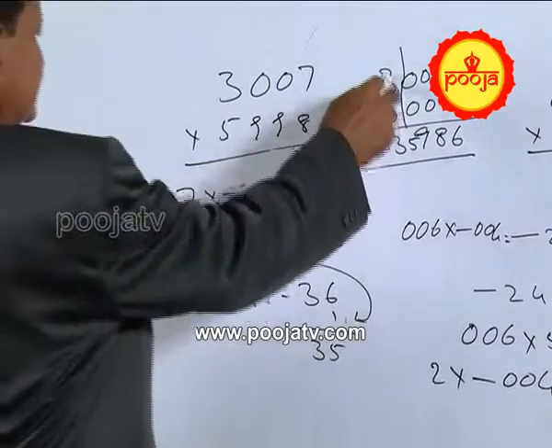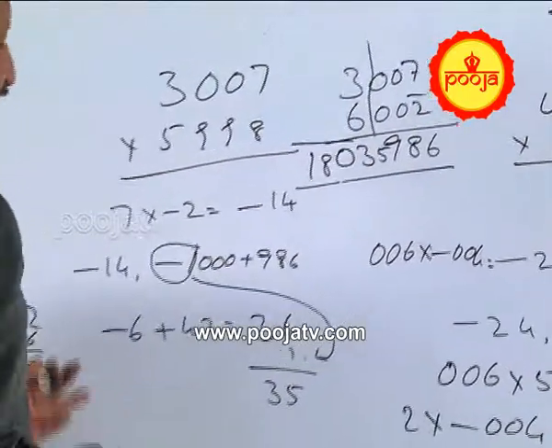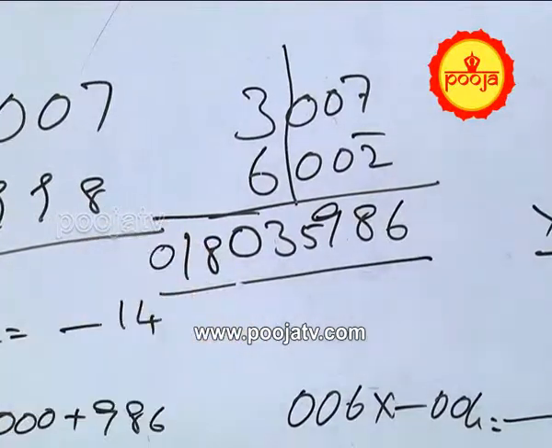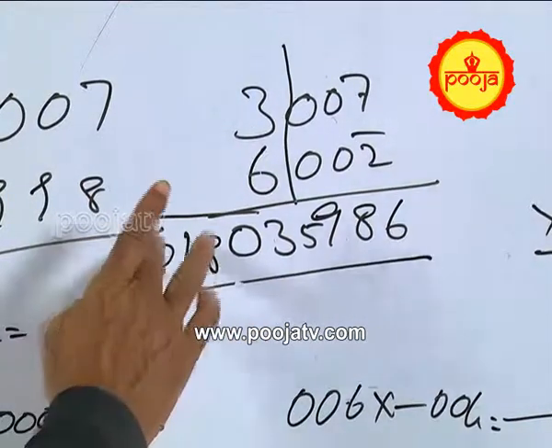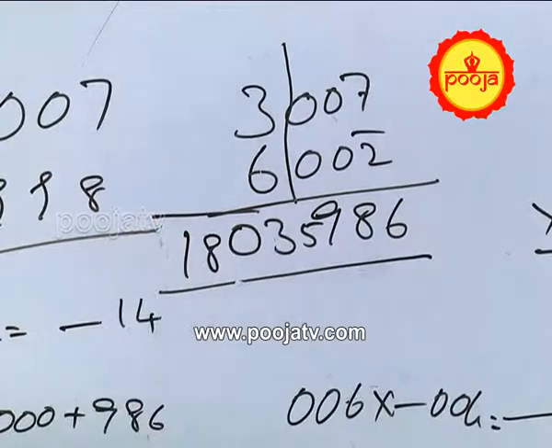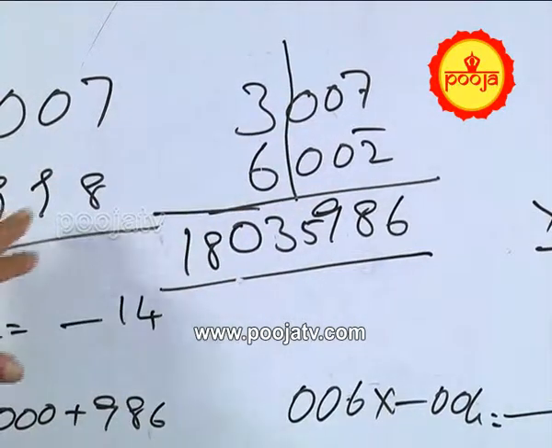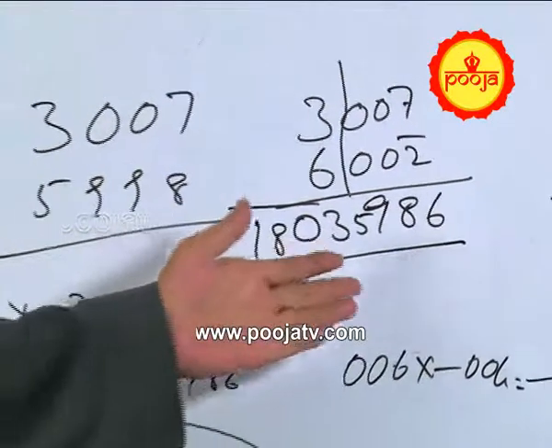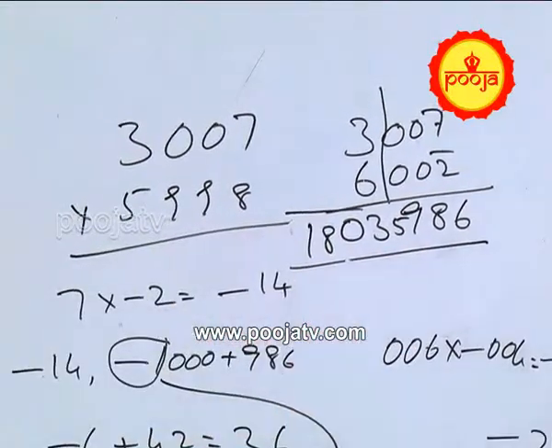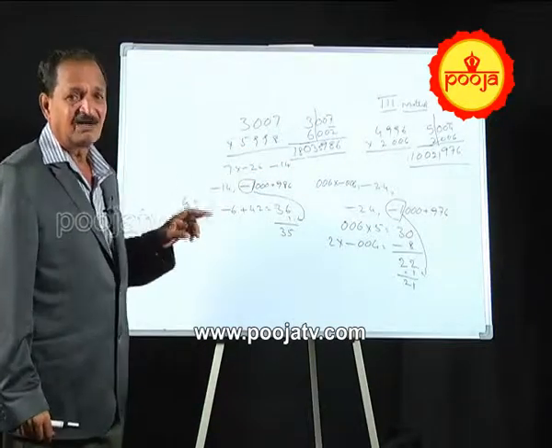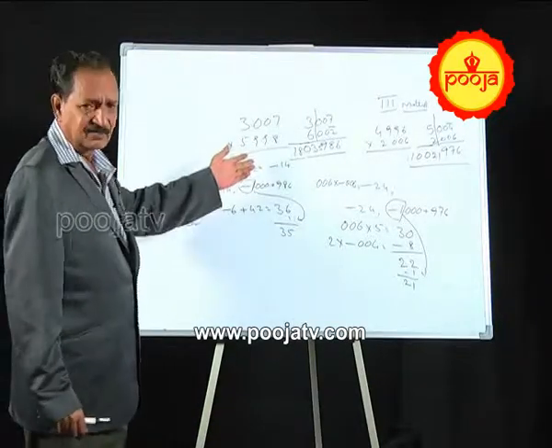And finally, 6 into 3, 18. You may ask, sir, we have to write 3 digits. This is also 018. But what is the use of 0 in the left side? So, you need not put 0. So, 3007 into 5998, 18035986. I am asking you, if this is given in the exam, competitive exam, definitely they will give.